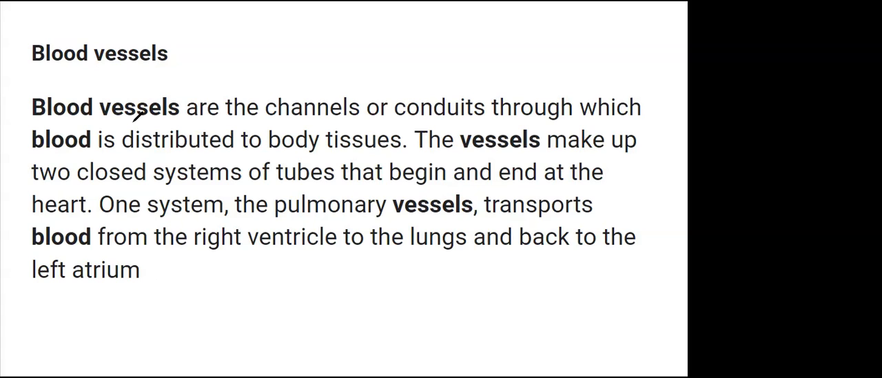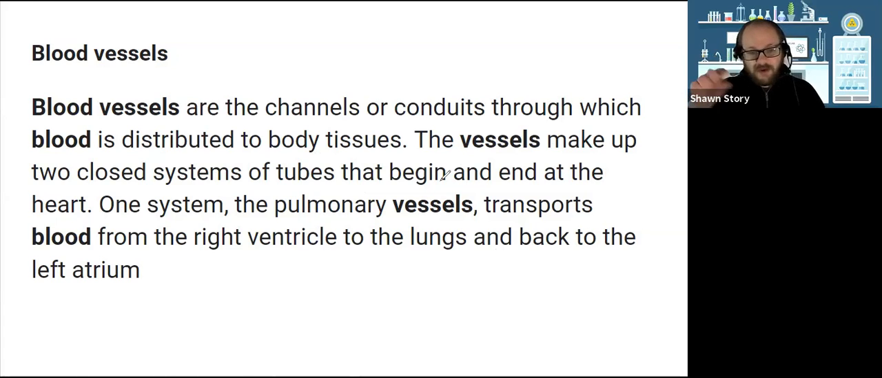Blood vessels. Blood vessels are the channels or conduits through which blood is distributed to body tissues. The vessels make up two closed systems of tubes that begin and end at the heart. One system, the pulmonary vessels, transports blood from the right ventricles to the lungs and back to the left atrium. Absolutely. So again, like I said, it's a closed system, and it goes in all the way to the heart. It leaves the heart, comes back in, and then goes to the lungs and back.